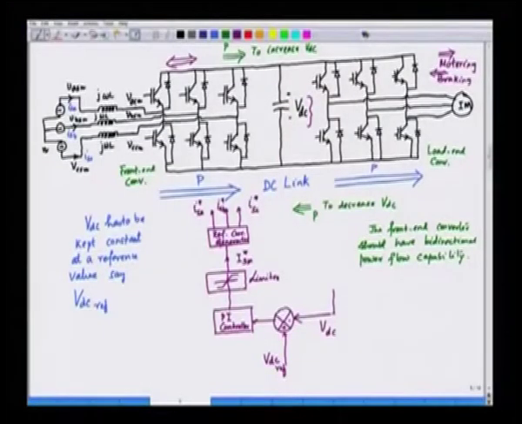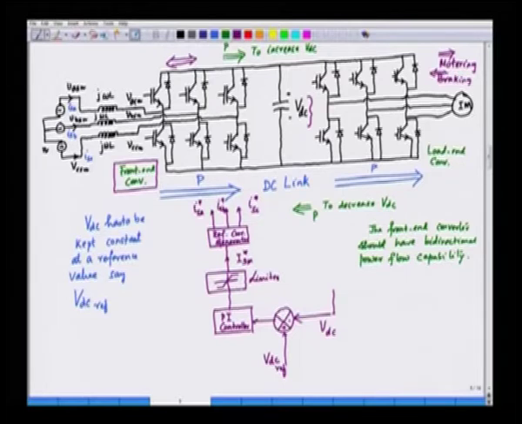So, let us concentrate on the control of the front end converter. The front end converter basically maintains the voltage VDC constant. If we concentrate on the control of the front end converter, we can appreciate that by drawing a phasor diagram.